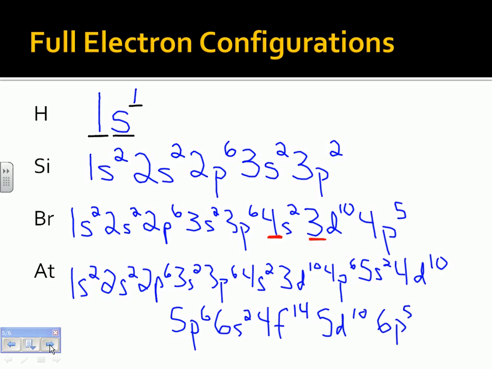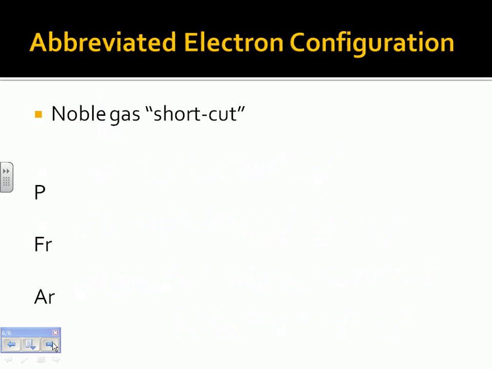Now what you see here is an example of how the longer the electron configuration, the more difficult it becomes. So there's actually a shortcut method that we use for writing electron configurations. It's called the abbreviated electron configuration, also called a noble gas shortcut. And we're going to look at 3 elements: phosphorus, francium, and argon. What you actually do when you're working on these is you skip backwards to a previous noble gas. So this shows the core as a noble gas and then valence electrons outside of that.